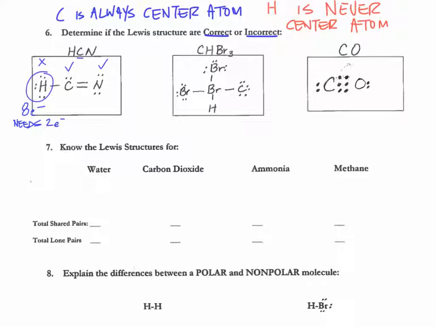Moving on, CHBr3. So here's my carbon. It should be in the center. But when I look, bromine is in the center. That's not correct if I have carbon in my formula. Carbon needs to be in the center.